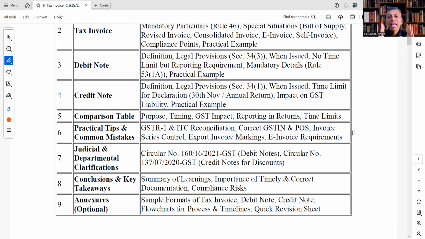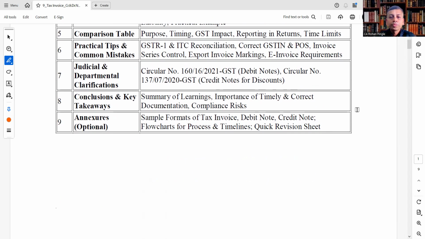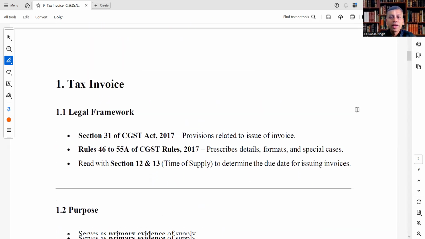Then conclusions and key takeaways: summary of learnings, importance of timely and correct documentation, compliance risk. And then annexures, that is optional sample formats of tax invoice, debit note, credit note, flowcharts for process and timelines, quick revision sheets if time permits. Otherwise, we will keep up to the takeaways. Okay, so let's move on.